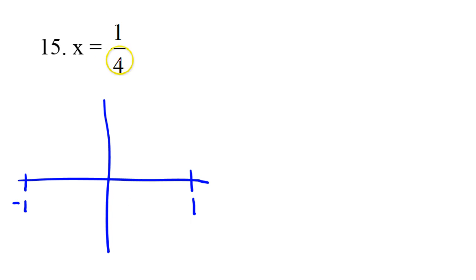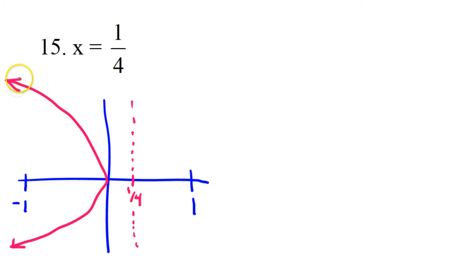X equals a number is a vertical line, always. So this is a vertical line at 1/4. If this is 1, then 1/4 should be about here. So here's a vertical line at 1/4. Okay, that means that the parabola is opening in the opposite direction. So we're dealing with a parabola that is opening to the left. So this is a sideways parabola.